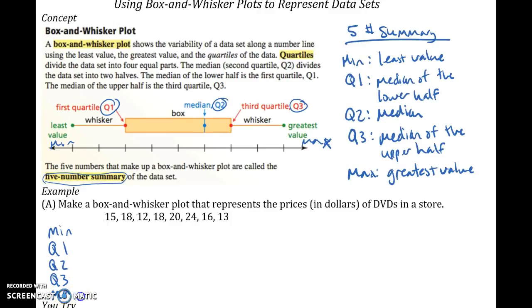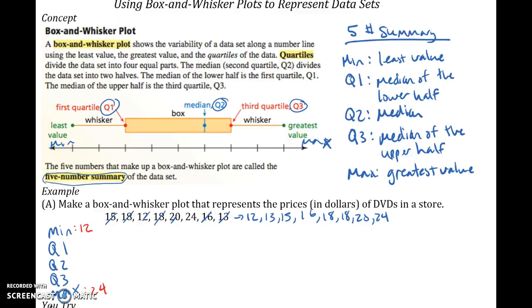So to help you out, you may want to reorder your data values, right? So I'm going to rewrite this in order. My smallest number is 12, and I'm just going to cross it out as I go. Then I've got 13, 15, 16, 18, another 18, 20, and 24. Awesome. So I already know right now what my max and my min are. My smallest number is 12, so my minimum is 12, my maximum is 24. Cool, 2 out of my 5 numbers done.